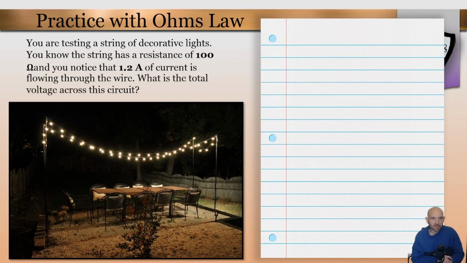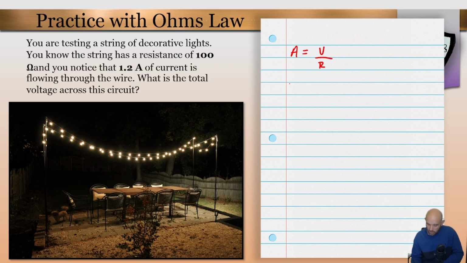Here is our next example, which reads, you are testing a string of decorative lights. You know the string has a resistance of 100 ohms, and you notice that 1.2 amps of current is flowing through the wire. What is the total voltage across this circuit? So again, we're going to use Ohm's law, which states that the amperage of an electrical circuit is equal to its voltage divided by the resistance.